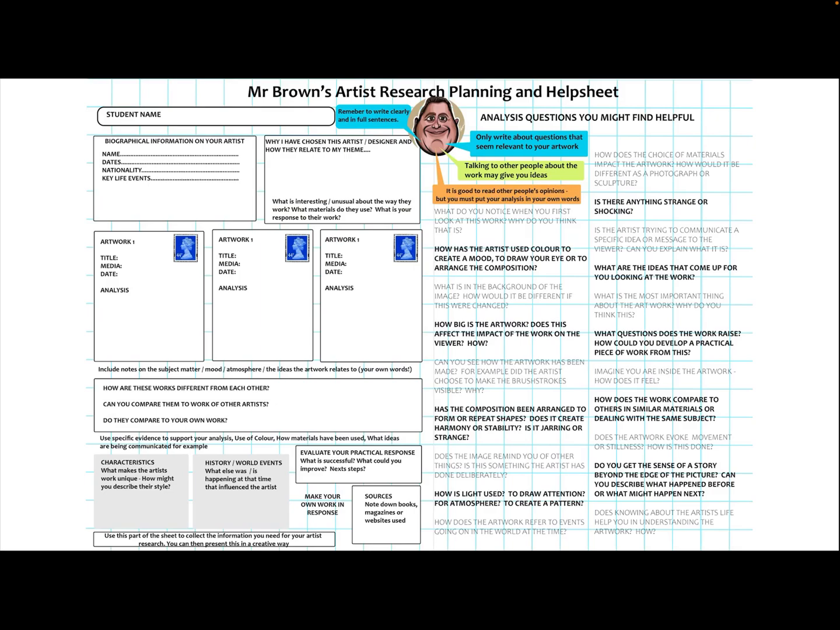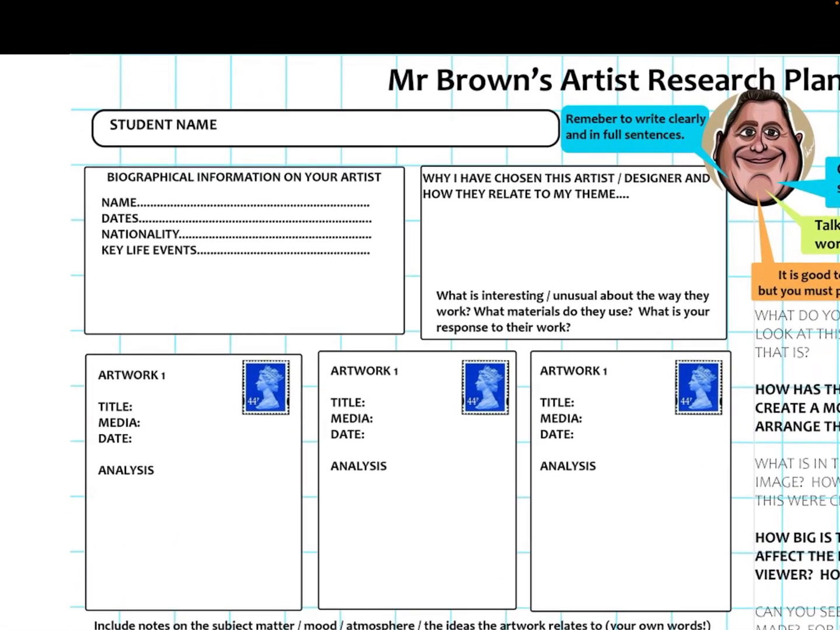There's going to be another video basically talking about how to present your artist's work and how you're going to show that either in your sketchbook or on sheets. So you're going to have maybe 3 artists or 4 artists, but we'll talk through this sheet in a little bit of detail so you've got a bit of an idea about how to go through it.